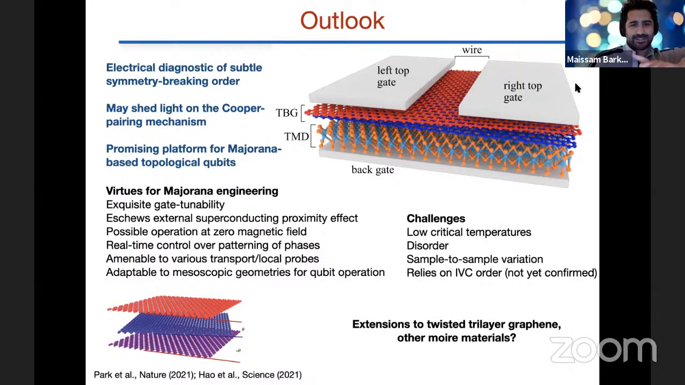I have a question. So the superconductivity is 2D superconductivity, right? Are you worried about phase fluctuations being quite large for the 2D superconductor? And what effect does that have on the Majoranas and so on?